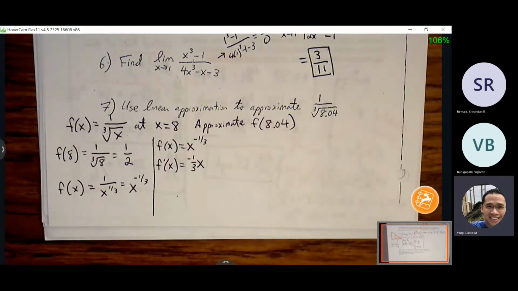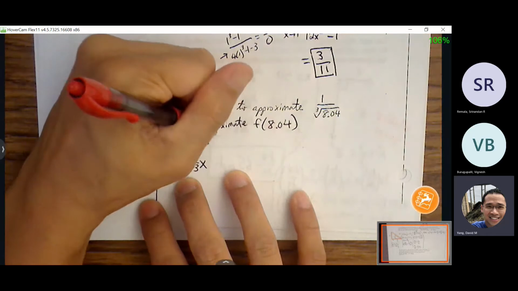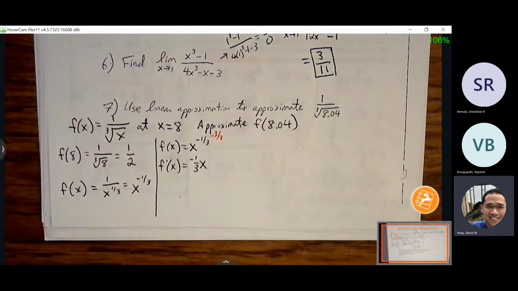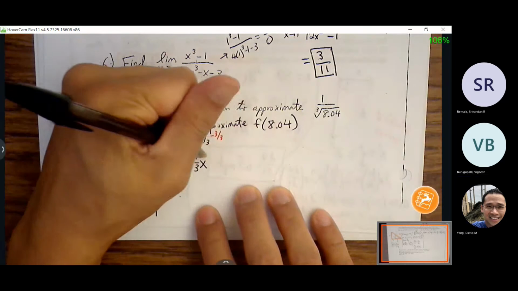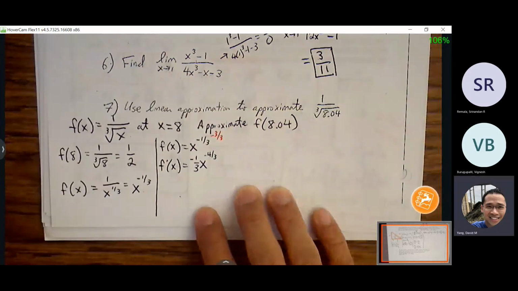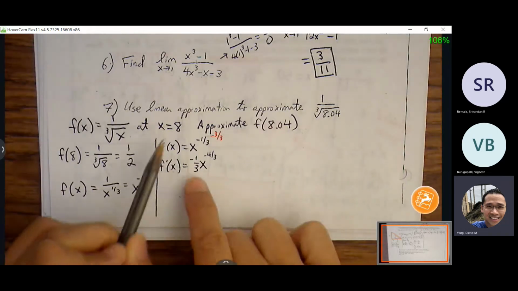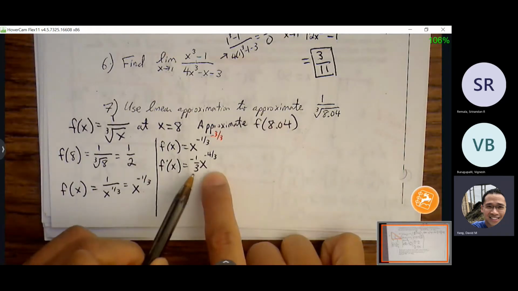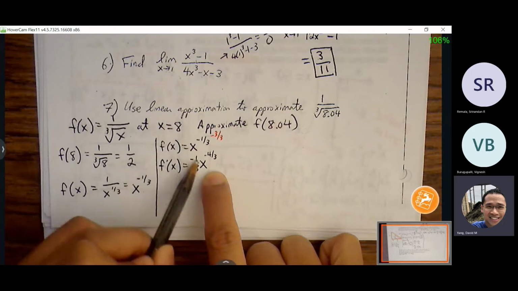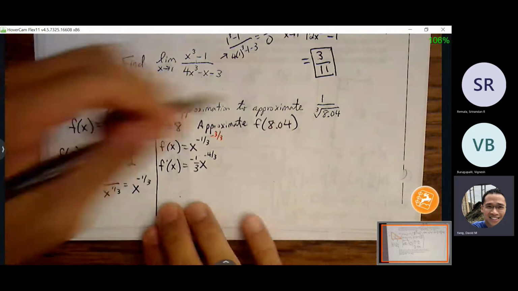Subtract 1 from the exponent. So minus 3 over 3, that's really negative 4/3. Okay. Once you find your derivative, you can evaluate the derivative at the point. I'm just going to do a little bit of cleanup before I fill that x with 8.